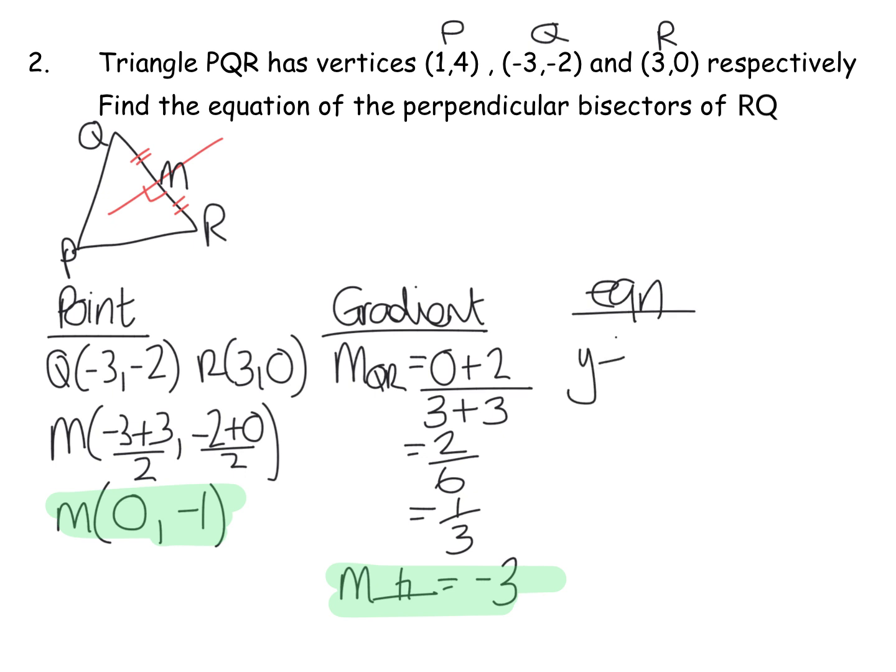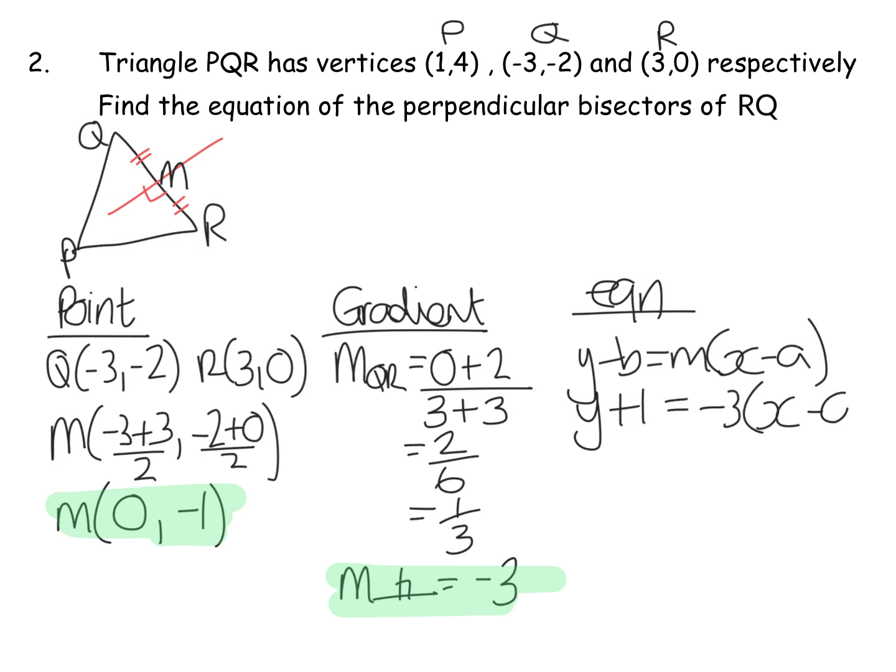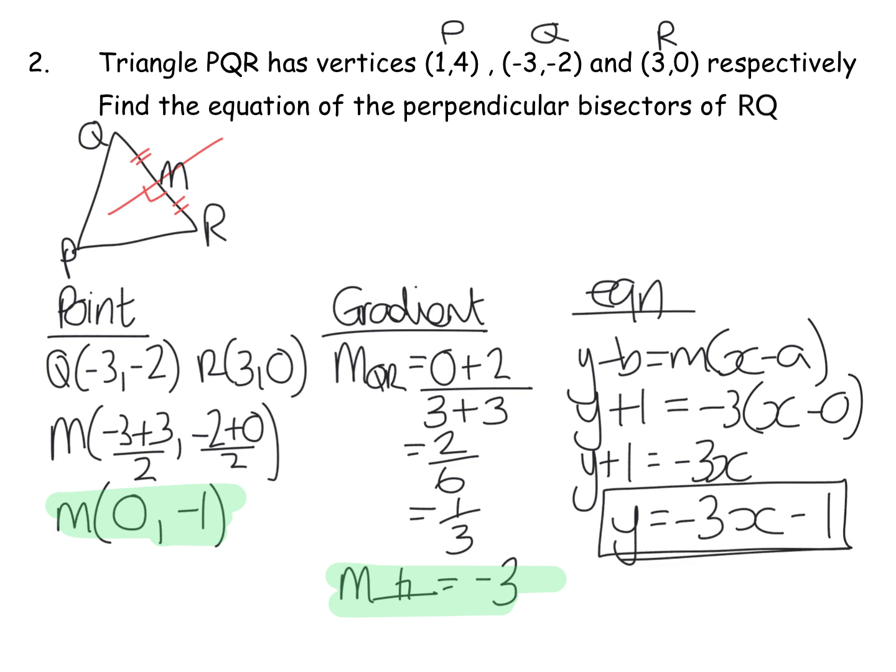So my equation will be y minus b equals m bracket x minus a. Plug in that coordinate, y plus 1 equals -3 bracket x minus 0. Multiply out my bracket, gives me -3x. Move the 1 over, y equals -3x minus 1. Job done. Please be extra careful. You don't want to do all the work and mess up on the little bit of subbing in the equation, which is really just that bit.